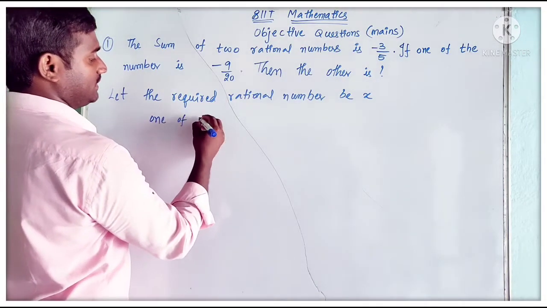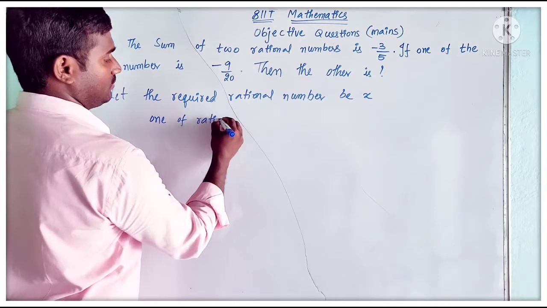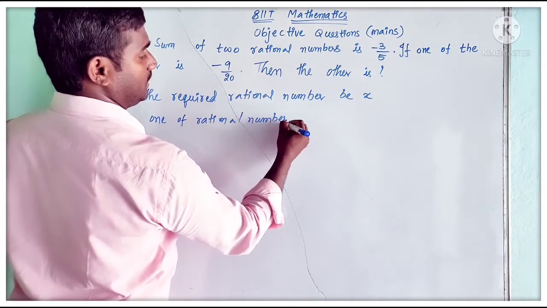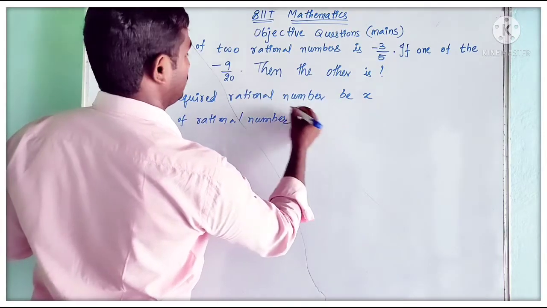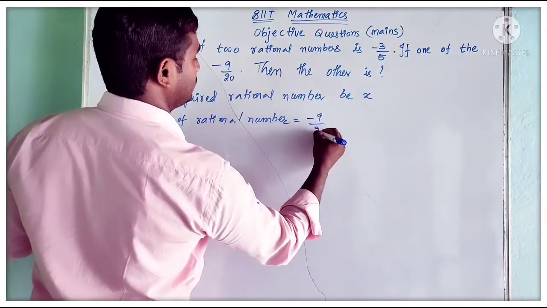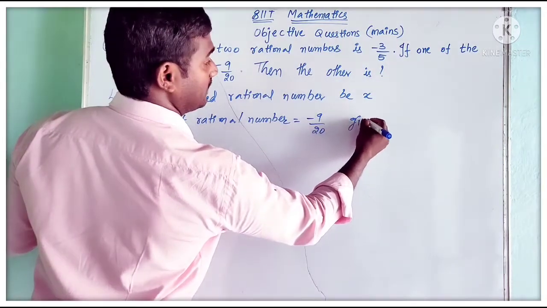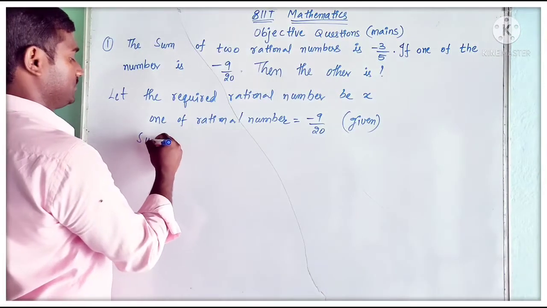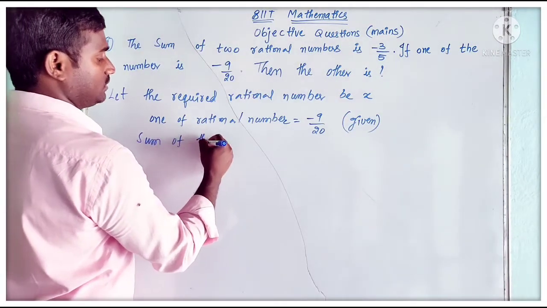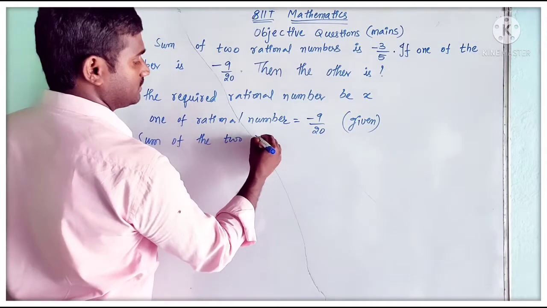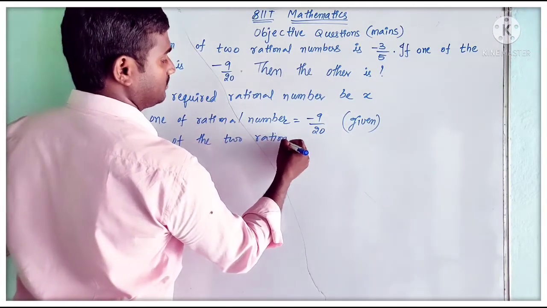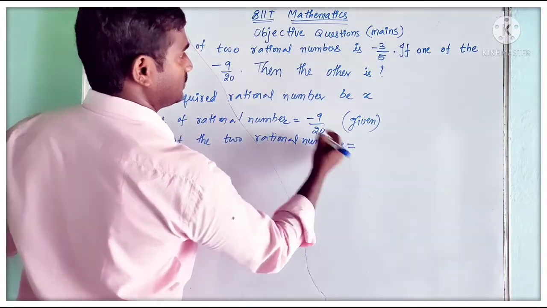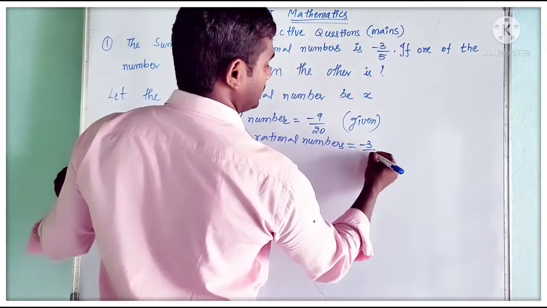One of the rational numbers is given, minus 9 by 20. So this is the given. And the sum of the two rational numbers is minus 3 by 5. This is also the given.